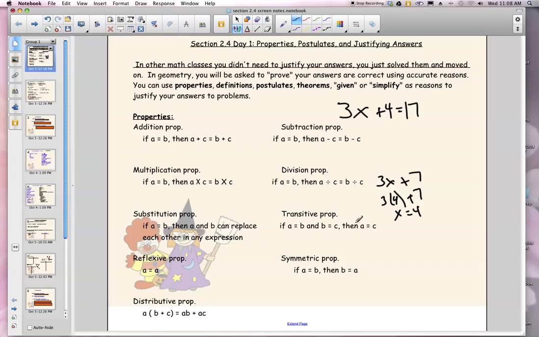The transitive property works a lot like the law of syllogism that we used in the previous section. It says if you have 2 things that are equal to each other, but then that second one is equal to something completely different, then the first and third have to be equal to each other.